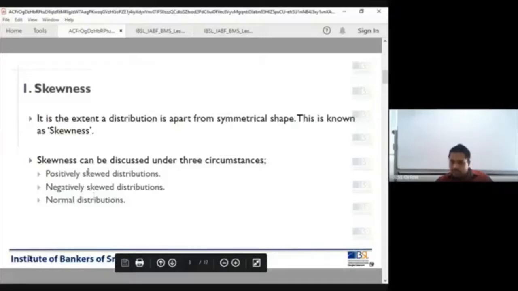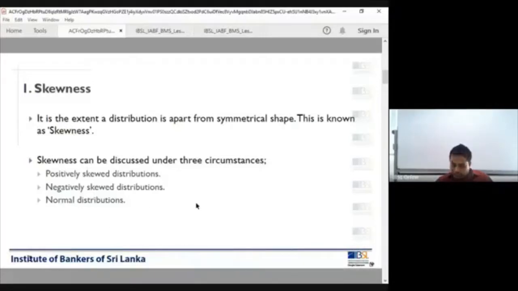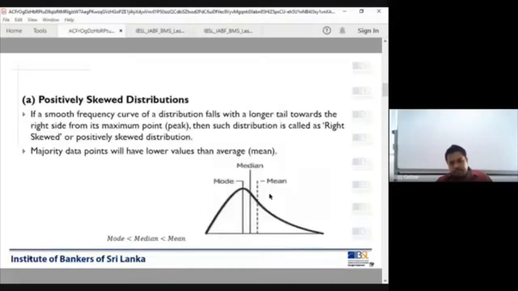Skewness can be discussed under three circumstances. We could identify either normal distributions, so then this normal distribution would be the symmetrical shape that we are going to talk about here. And if the distribution is not normal, then obviously there will be two skewed scenarios, either positive or negative. So in nature, we could identify positively skewed distributions or negatively skewed distributions. We'll have a graphical look in a while.